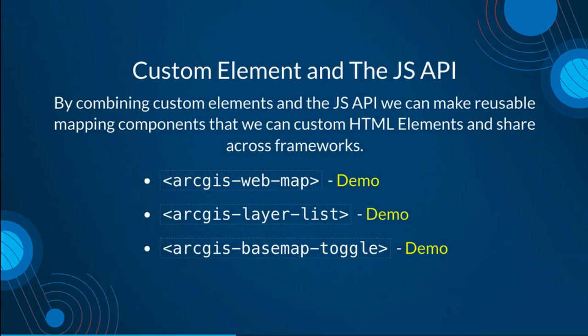Every year I get to cook up new demos for this. So this year I decided to cook up a really basic web mapping app with these. I decided to take some of the JSAPI 4.0 stuff and create a little app out of it. So I created three custom elements. I created a web map element, a layer list element, and then I created my own base map toggle.